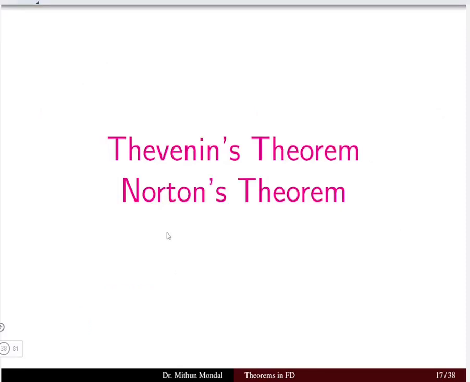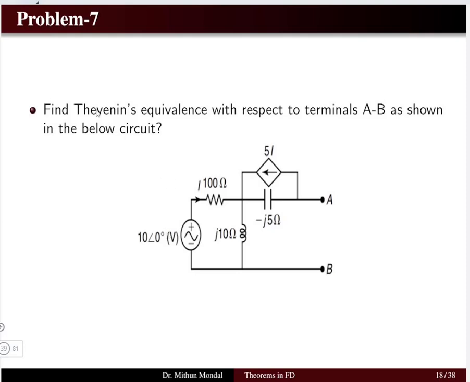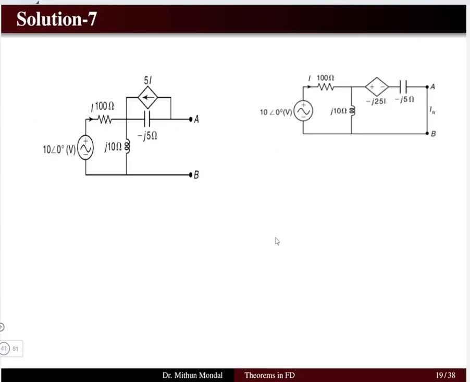Next we will go for Thevenin's theorem and Norton's theorem. Here we have to find the Thevenin's equivalent with respect to the terminal AB. So here we have terminal A and terminal B, and the source is 10 angle 0, and all the resistance, capacitance, inductance are already given in ohms. We have a dependent current source of 5I, where I is the current flowing from the source. Now we need to determine the Thevenin's impedance Z Thevenin, and the voltage Thevenin.